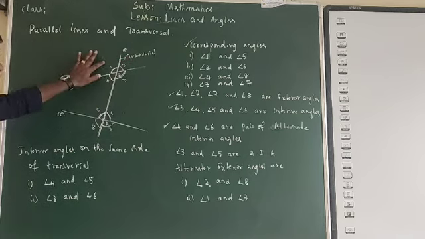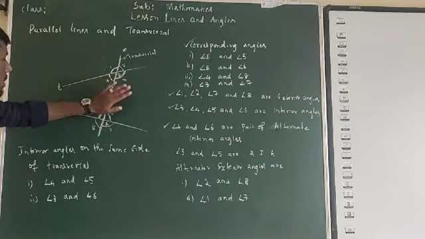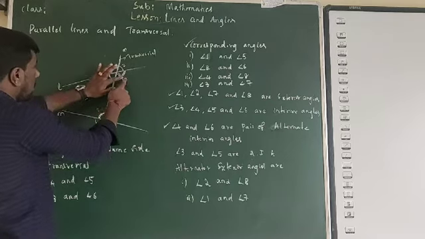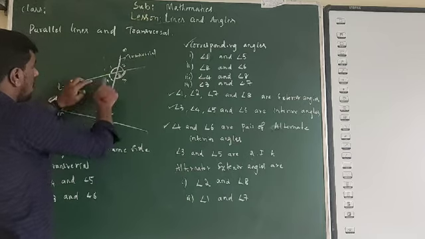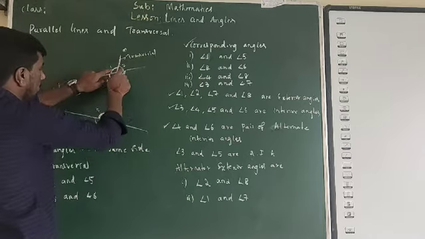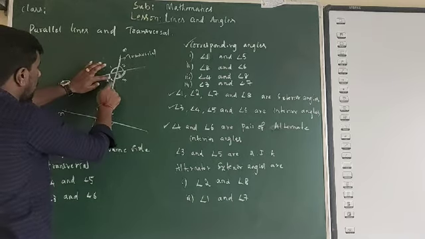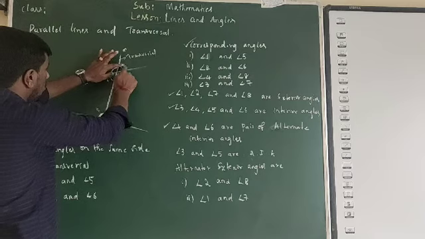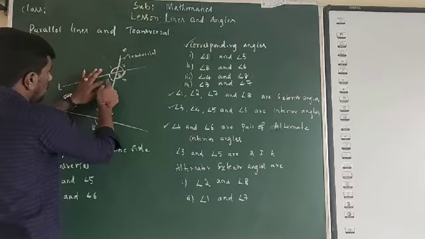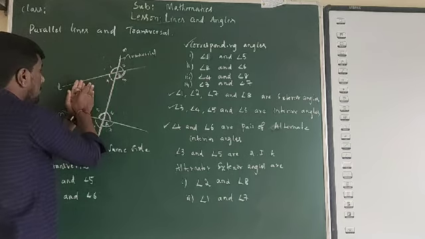So these 4 angles are exterior, and these 4 angles are interior. These pairs are called alternate interior angles, and these pairs are called alternate exterior angles. And 1 and 5 are called corresponding angles, 4 and 8 corresponding angles, 2 and 6 corresponding angles, 3 and 7 corresponding angles. And 4 and 5 are interior angles on the same side of the transversal.